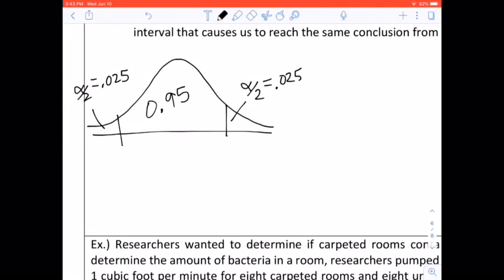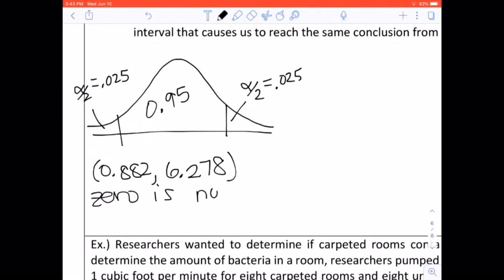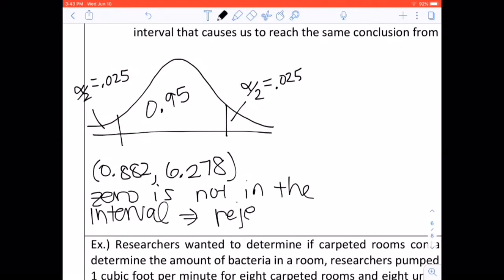From the calculator, we get a lower bound of 0.882 and an upper bound of 6.278. And again, we need to look to see if 0 is in the interval, and 0 is not in the interval. And so this means that we are going to reject H0.